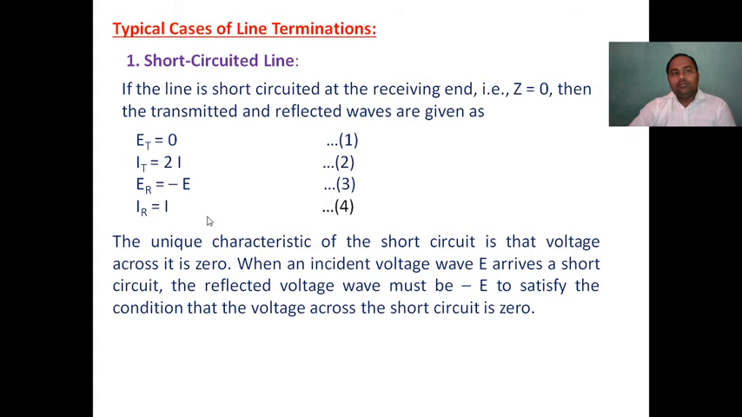The transmitted voltage is the incident voltage plus the reflected voltage. The incident voltage is E and the reflected voltage is minus E. Definitely we get 0. So the transmitted voltage is 0 in a short circuit line.